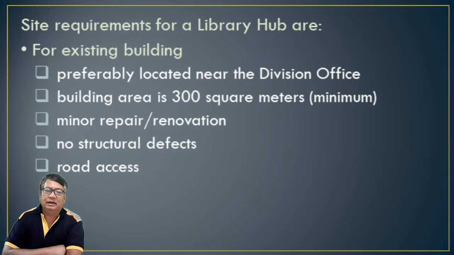So building area is 300 square meters. That is only the minimum area, no? As required, if we need to increase this, then you have to increase this one. This is just the minimum area requirement to have this library hub. We have the minor repair or renovations, no structural defects, and road access. Okay, so those are some of the requirements to have the library hub in an existing building.